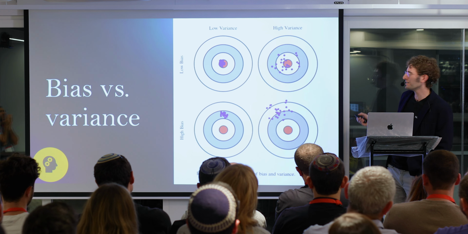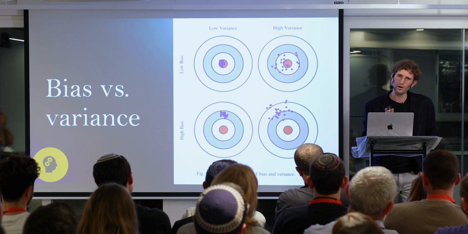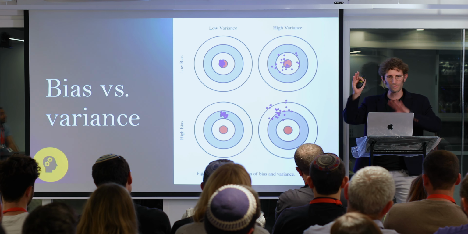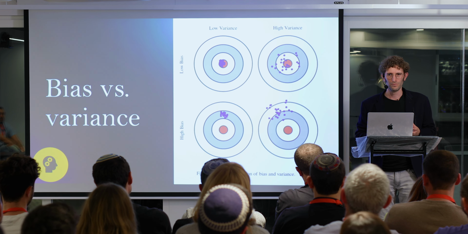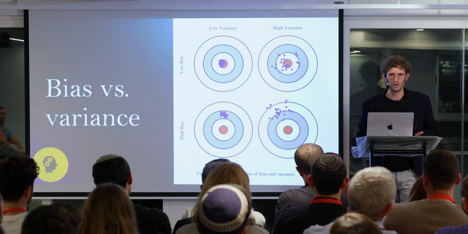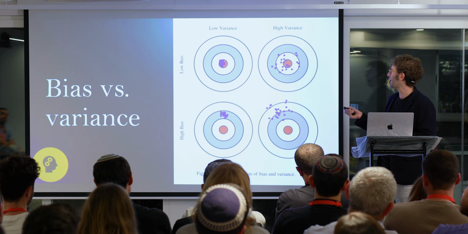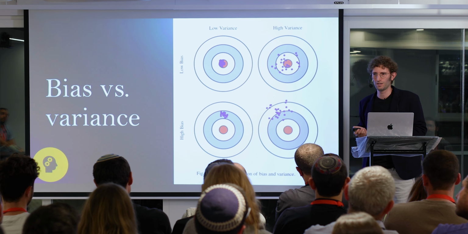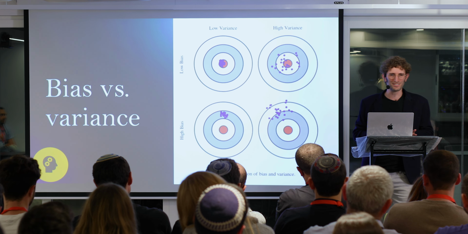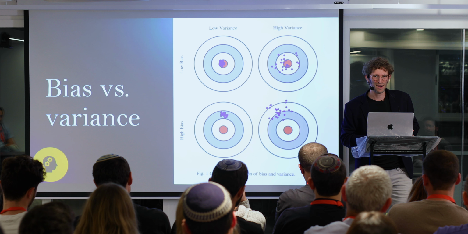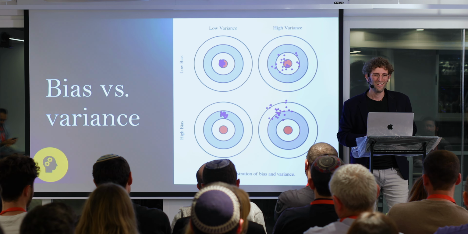On the other side of it, I could be not so great at throwing darts, but I do know how to aim. And so my darts kind of go all over the place, but if you were to look, they're centered on the bullseye. So that would be a case where I have a lot of variance, but I have a relatively low bias. So that's basically all I'm going to say about bias and variance, in spite of the title.